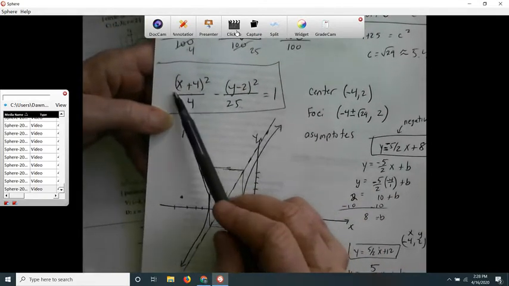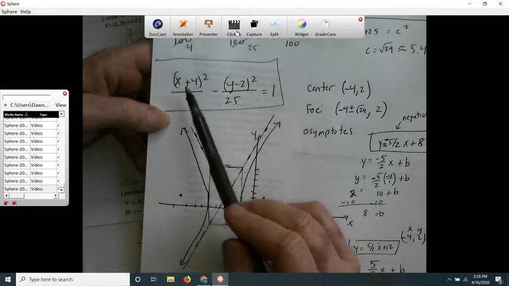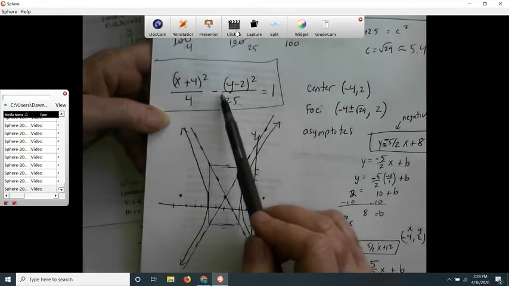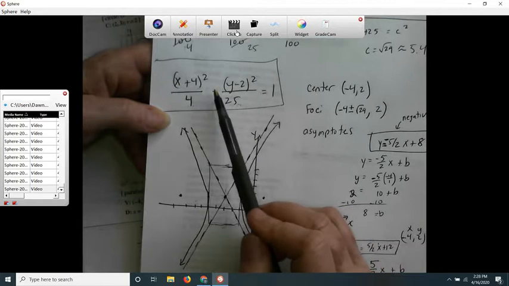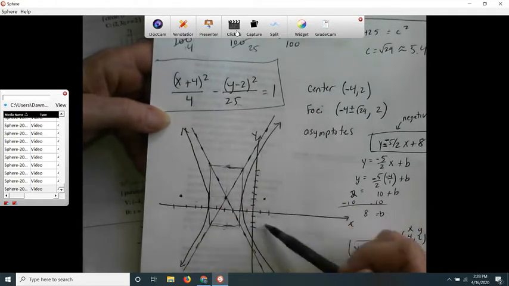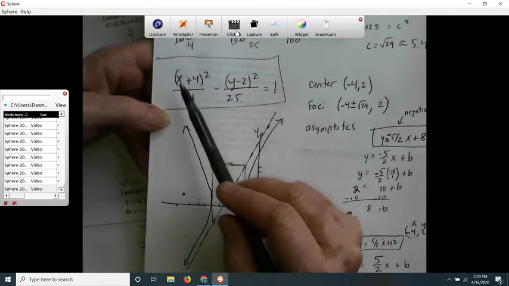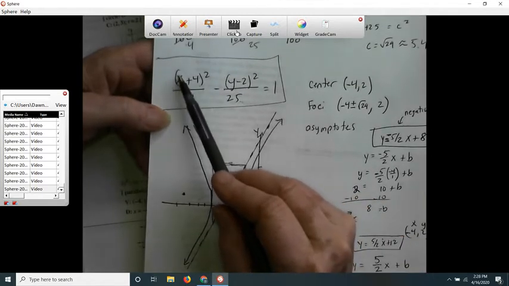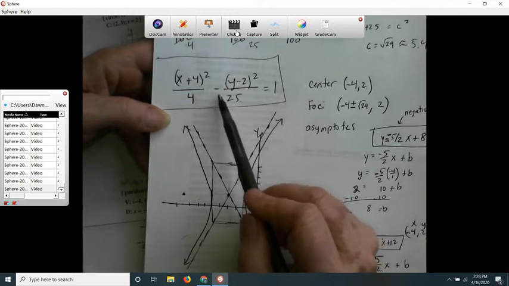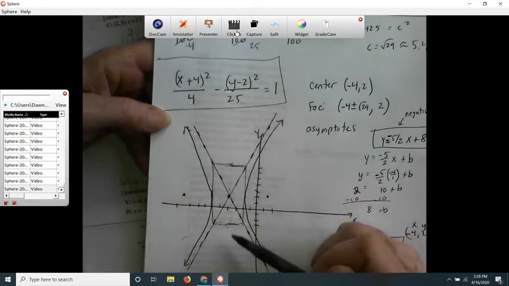So because the x squared is the one that's positive and the y squared is the one that has the minus sign in front of it, I know this is going to open side to side. It's going to open left and right. If this would have been a y, the y squared would have been here, and the x squared would have been over here. It would have opened up and down.